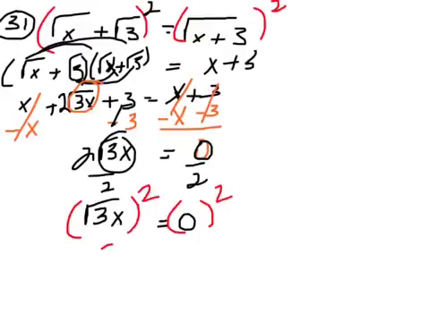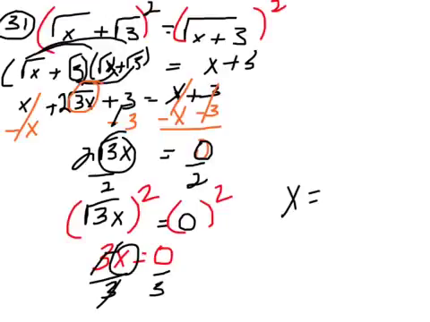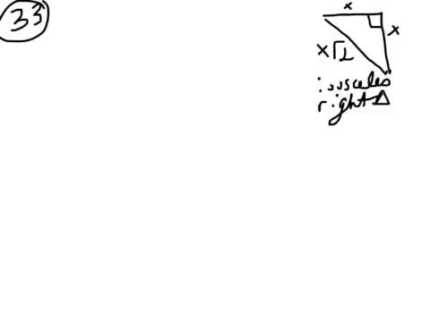And the square root of 3x is just 3x. And 0 squared is just 0. Oh, wow. If I divide both sides by 3, I'll have my x all by itself. And what is it? X is 0. That's our answer. On number 33, we get a right triangle, and they tell us it's an isosceles right triangle.